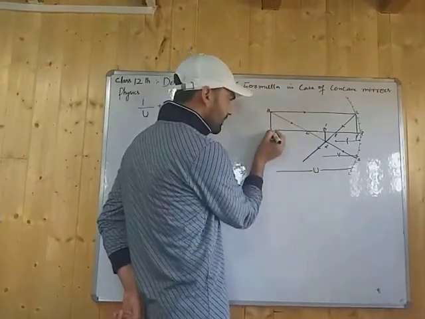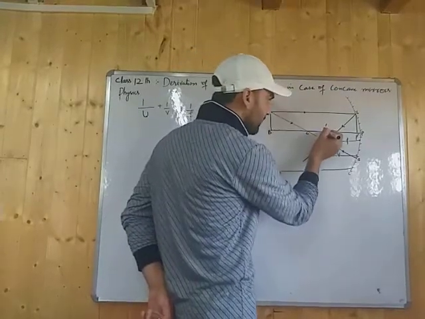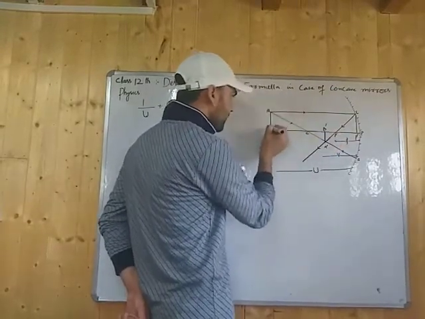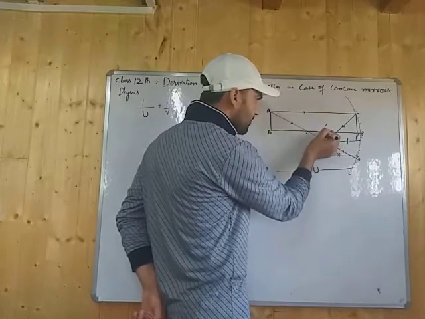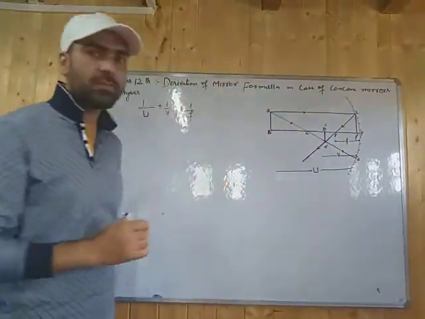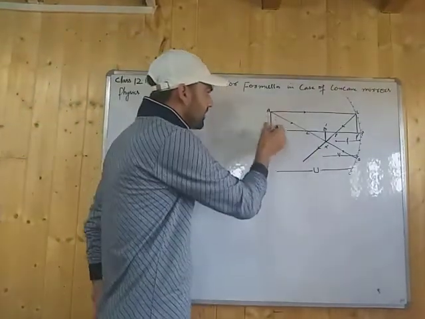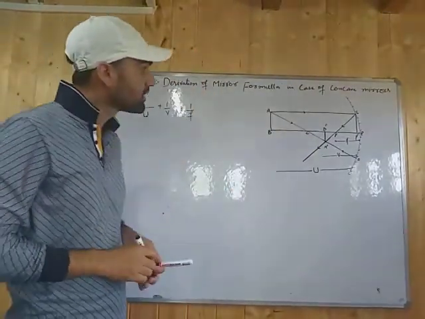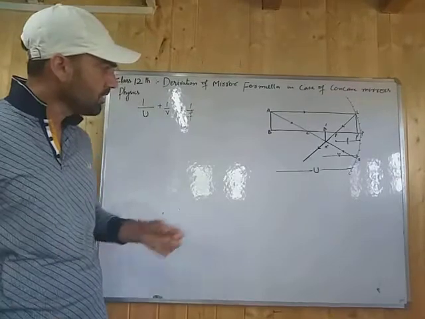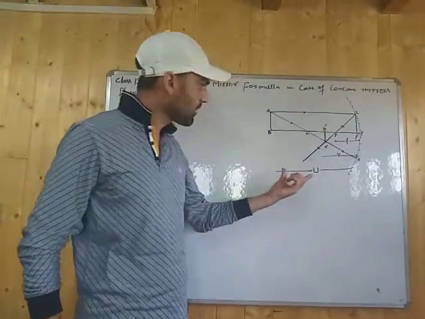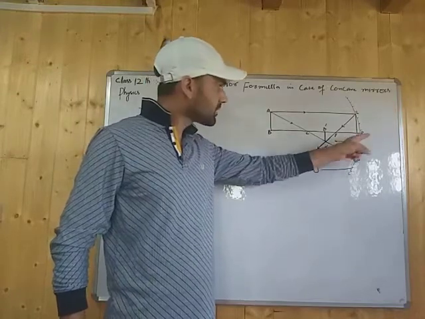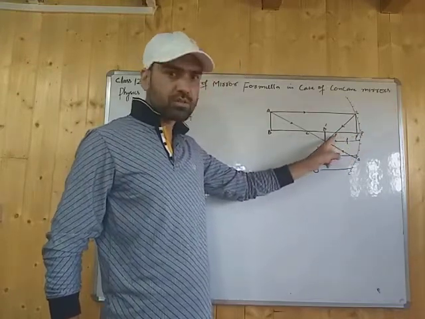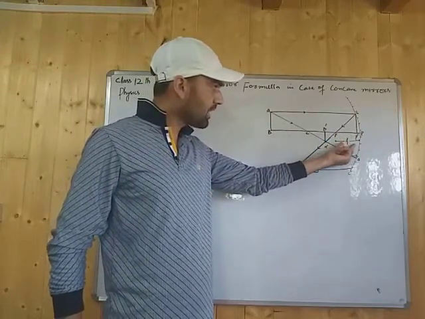Now the image of this point will be on the principal axis. Here it's perpendicular, so we draw a perpendicular here. Now this A dash B dash will be the image of the object AB. Now here we have some distances. Number one is the focal length. This focal length is the distance between the pole of the mirror and the principal focus, and it is denoted by small f.